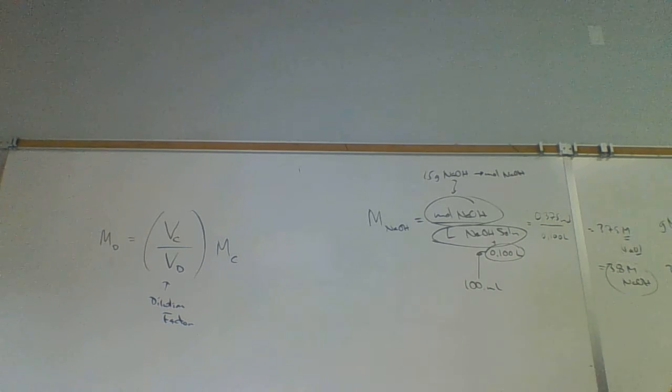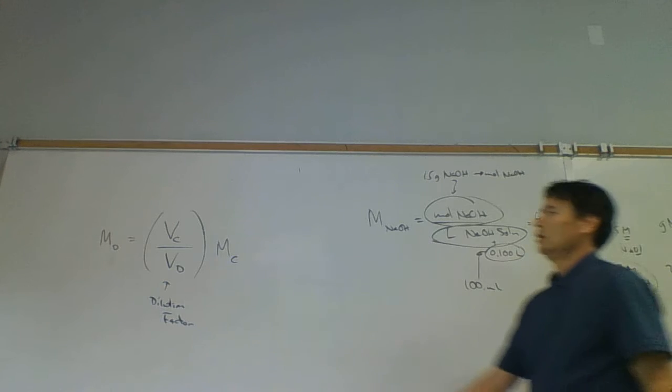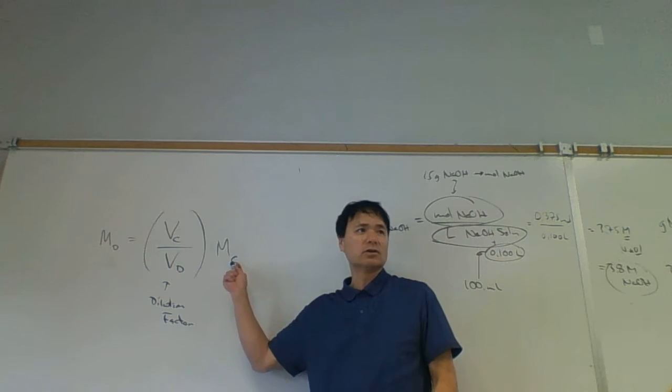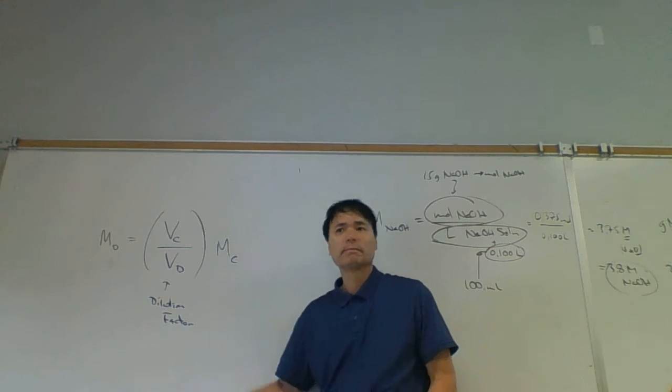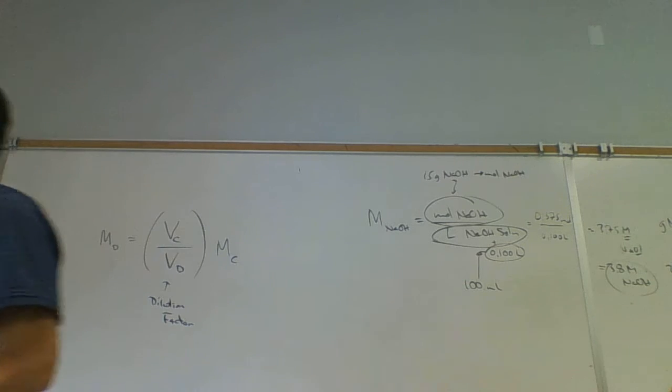This looks like a 1-to what? A 1-to-3 dilution. Do you see that? We started off with 1 part, we end up with 3 parts. So 1-to-3 dilution means it's going to be 1/3 the original concentration.